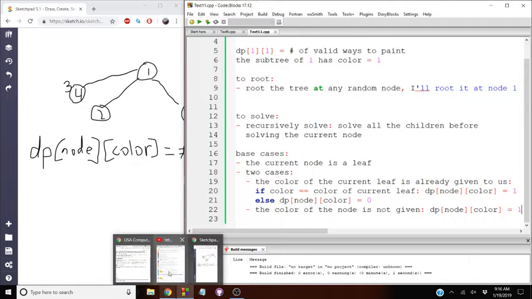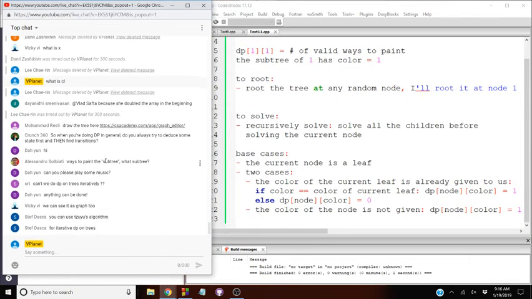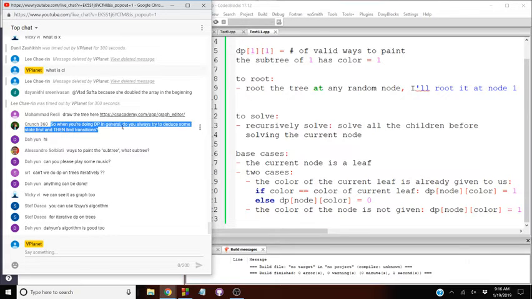Alright, look at questions. Yes, I always try to deduce the state first and then the transitions. Ways to paint the subtree. What subtree? Ways to paint the subtree is all the nodes below the current nodes.